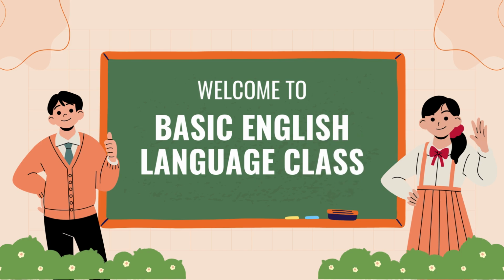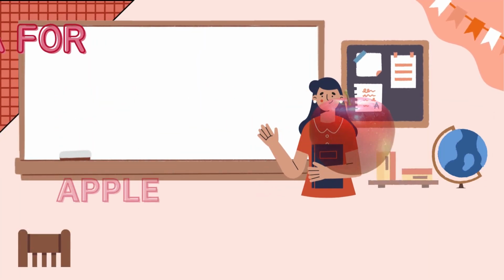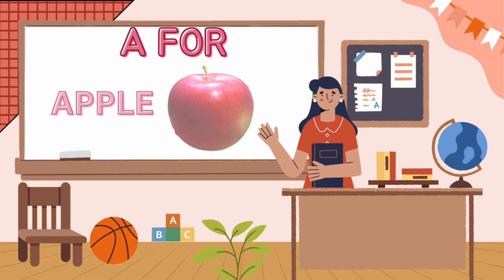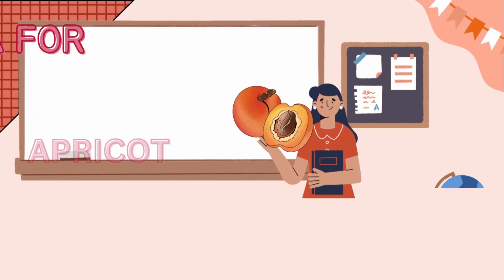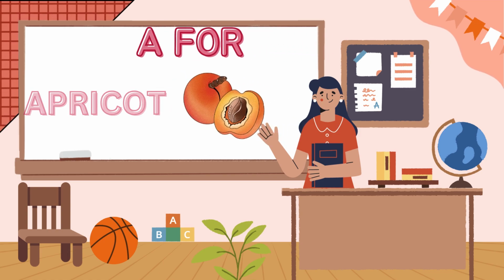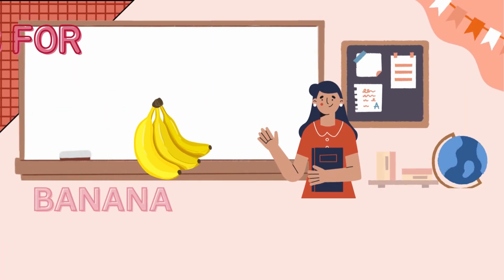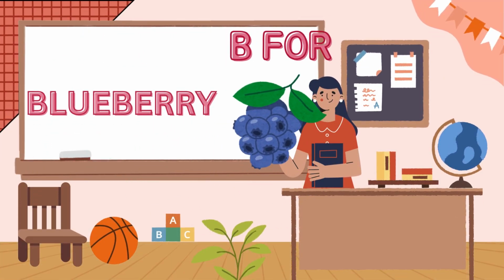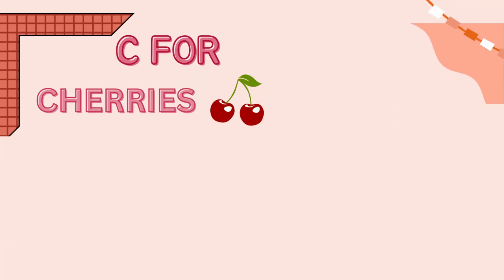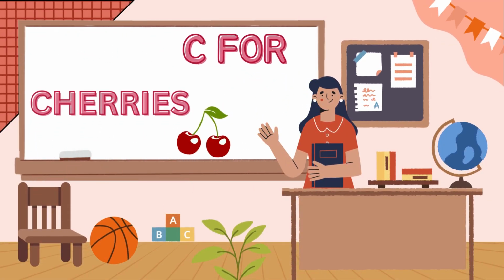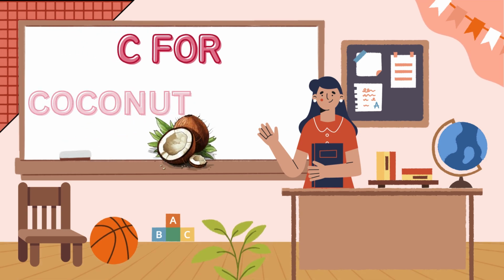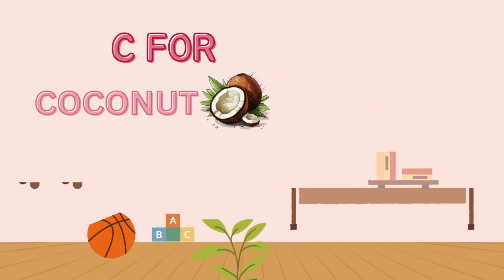Welcome to Basic English Language class. Start with fruit names. A for apple, A for apricot, B for banana, B for blueberry, C for cherries, C for coconut.